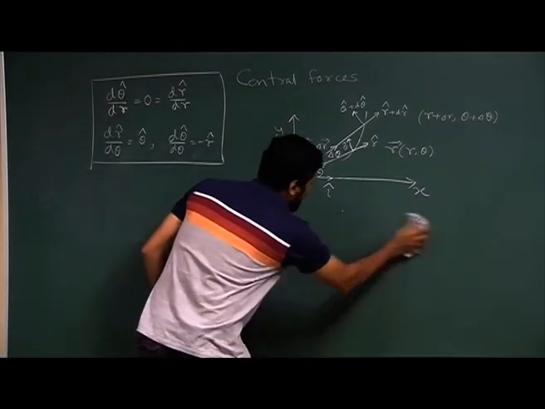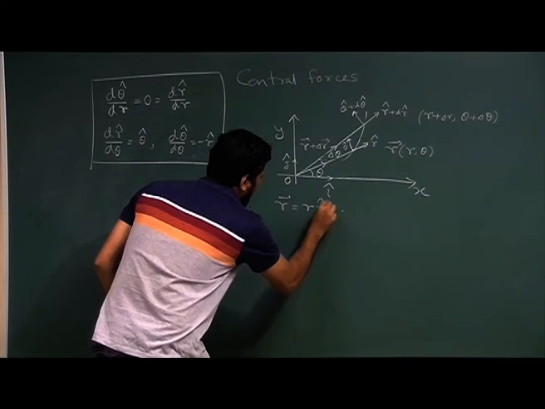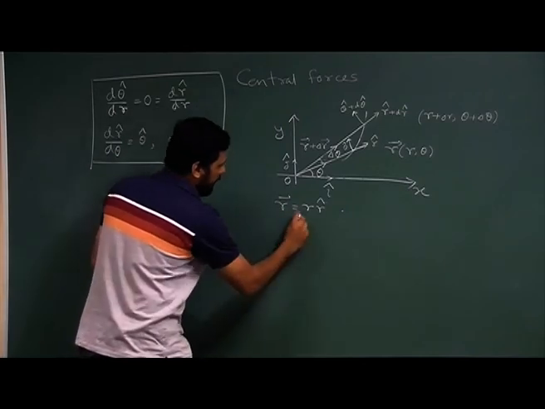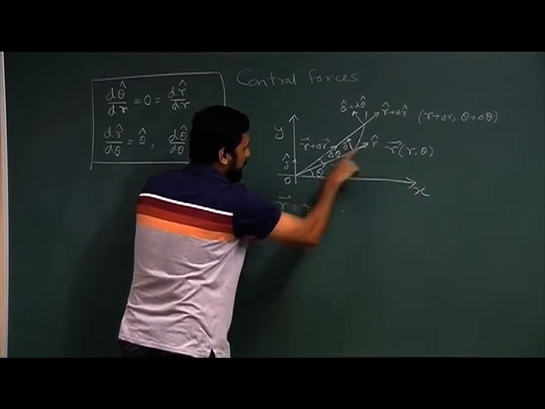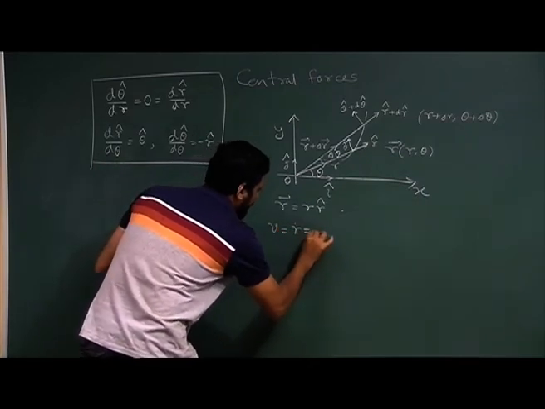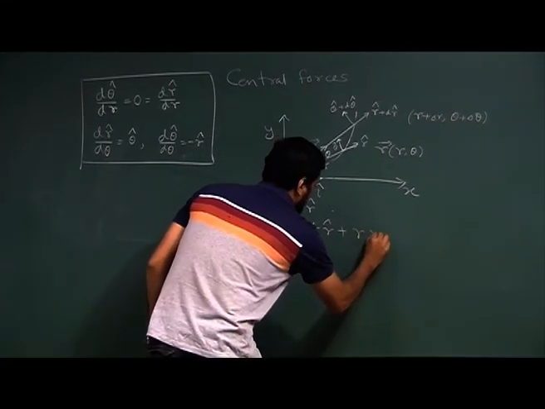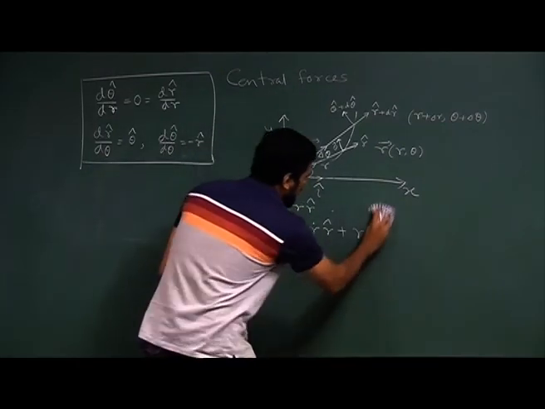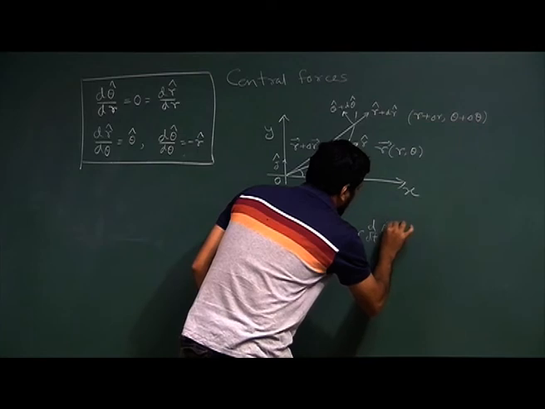Now, if we start with r is equal to r r cap, because r is a vector, there is a magnitude which is this length r, and there is a vector direction pointing outwards along r which is r cap. So, r is simply this. So, V is equal to r dot is equal to r dot r cap plus r times the time derivative of r cap. So, we will just write d dt of r cap.